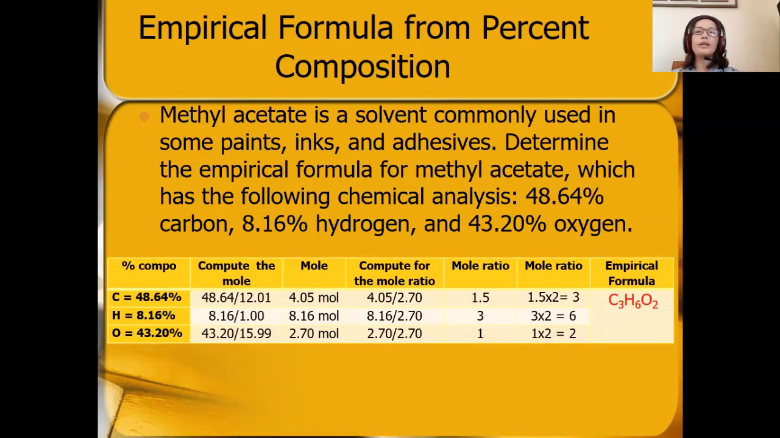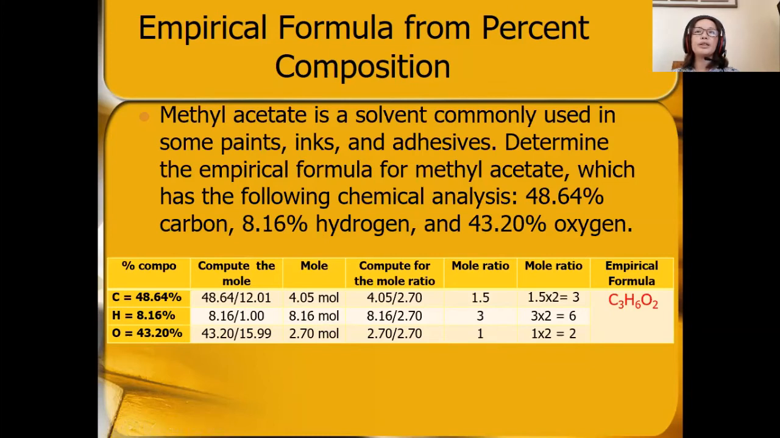So how will you get the mole ratio? You choose the smallest mole, and that is 2.70. So divide each mole by the smallest mole for you to get the mole ratio. So the ratio is 1.5, 3, and 1.